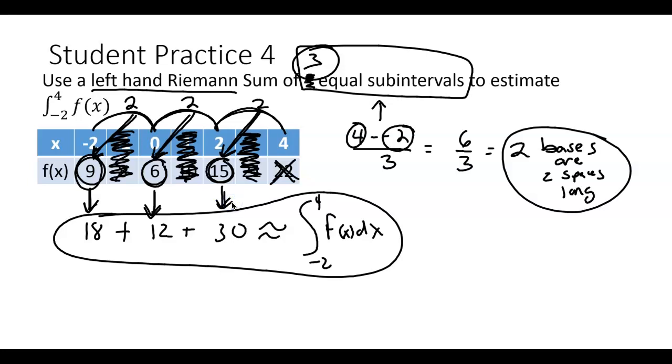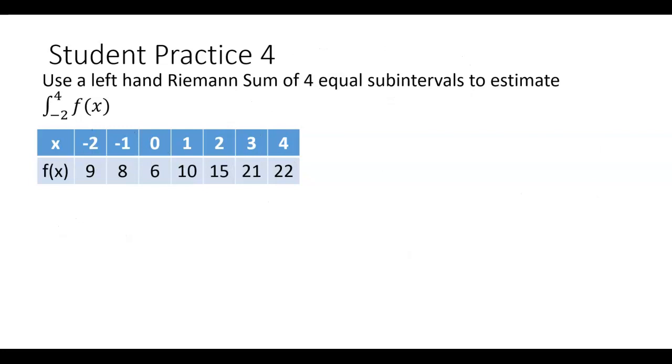And that's where the 18, 12, and 30 come from. Adding them all together gives me the estimated area under the curve, which is represented by that integral. All right, one more type of problem. This one is kind of like, just help you with your homework. Not a very important type of question.